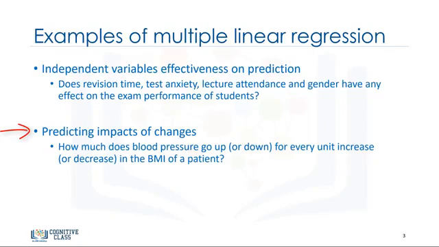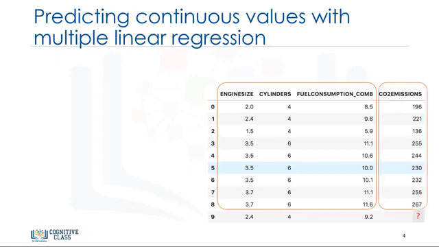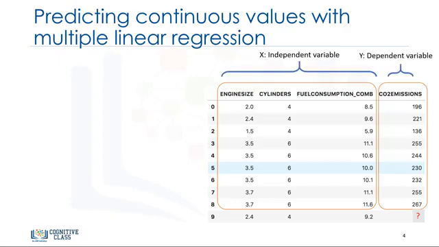other factors constant. As is the case with simple linear regression, multiple linear regression is a method of predicting a continuous variable. It uses multiple variables, called independent variables, or predictors, that best predict the value of the target variable, which is also called the dependent variable. In multiple linear regression, the target value, y, is a linear combination of independent variables, x. For example, you can predict how much CO2 a car might emit due to independent variables, such as the car's engine size, number of cylinders, and fuel consumption.